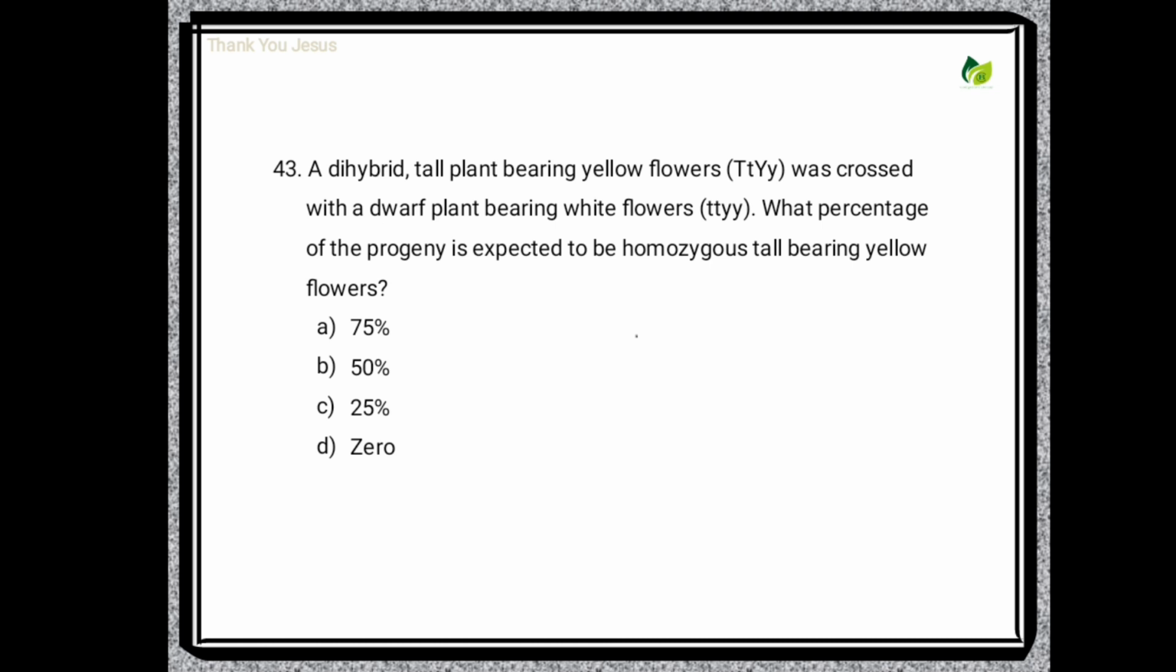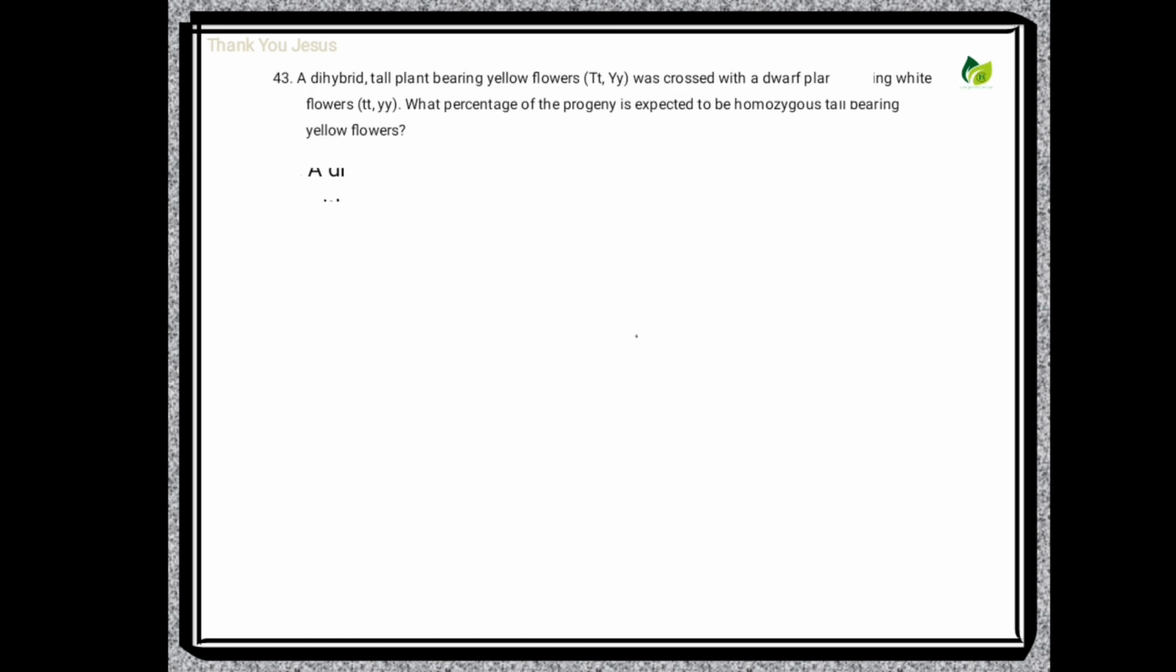A dihybrid tall plant bearing yellow flowers was crossed with a dwarf plant bearing white flowers. The percentage of the progeny expected to be homozygous tall bearing yellow flowers. Okay, so this is the question. We have to identify the ratio of homozygous tall bearing yellow flowers. Okay, let's see the cross.